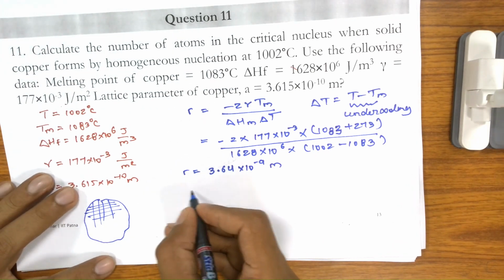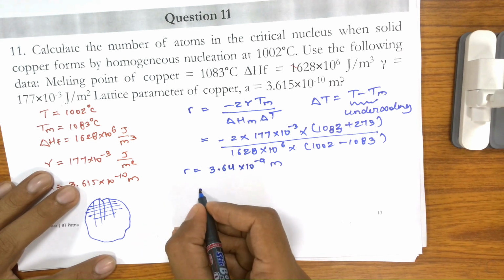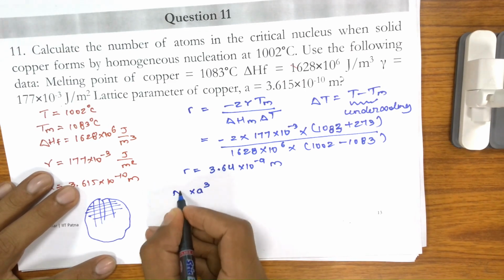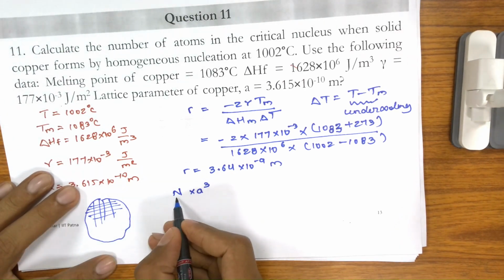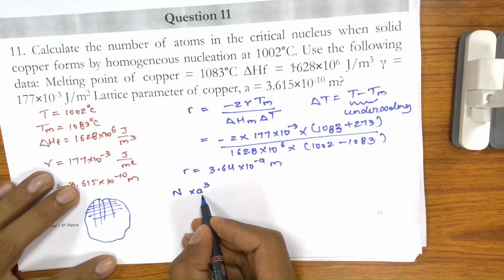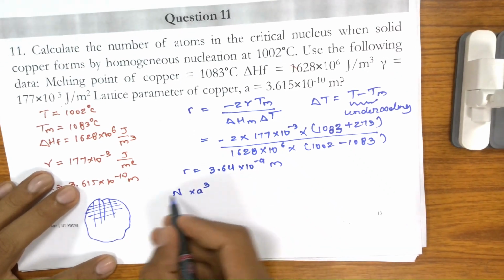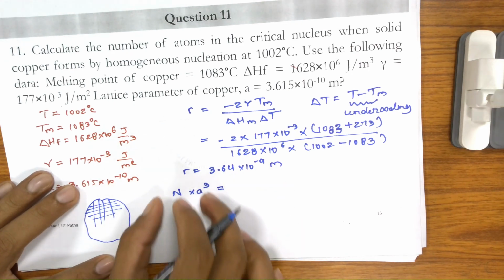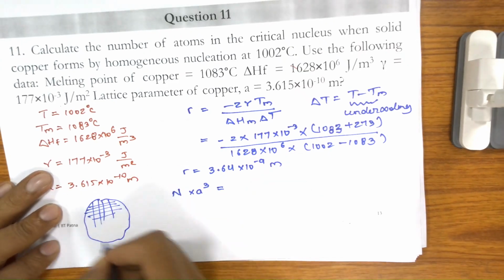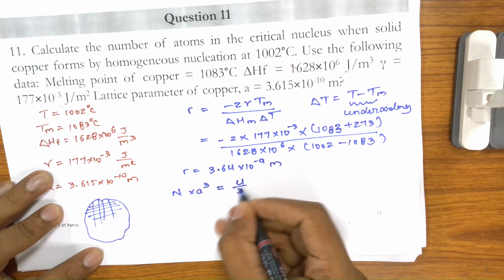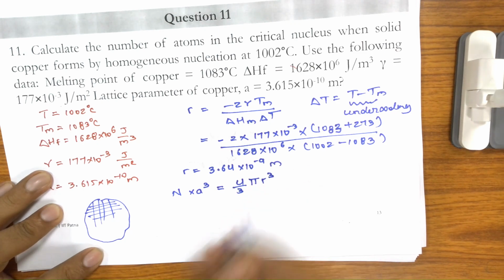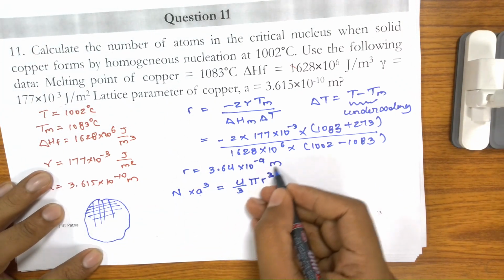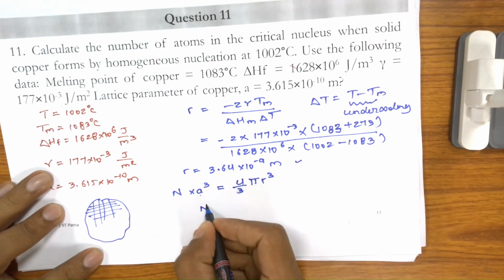Each unit cell will have some volume associated with it. Let us say the volume of one unit cell is a cube. The lattice parameter is given to us. We will multiply this with the number of unit cells, that is n. Number of unit cells multiplied by a cube is the overall volume. We don't know how many unit cells there are, so let's find this. This volume should be equal to the volume of the nucleus, that is 4 by 3 pi r cube. In this, a we know, r we know, we just found it, so from here we can find the number of unit cells.